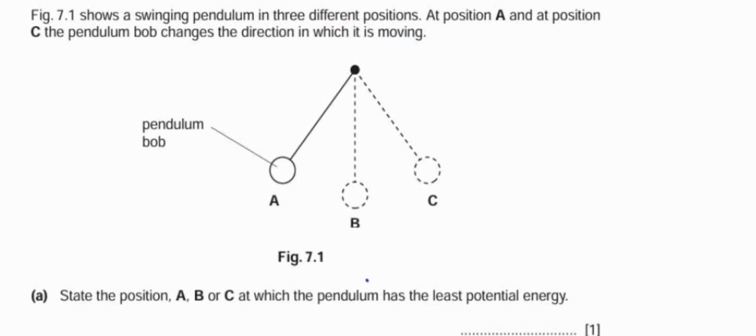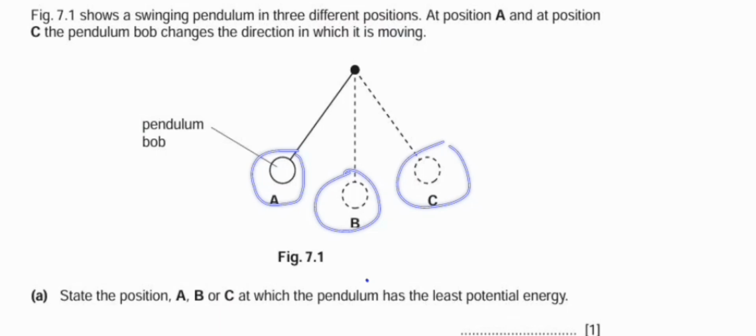So the question is saying figure 7.1 shows a swinging pendulum in three different positions. At position A and at position C, the pendulum bob changes the direction in which it is moving. So we have position A, this point A. We also have position B and C. So the pendulum bob is changing the positions.